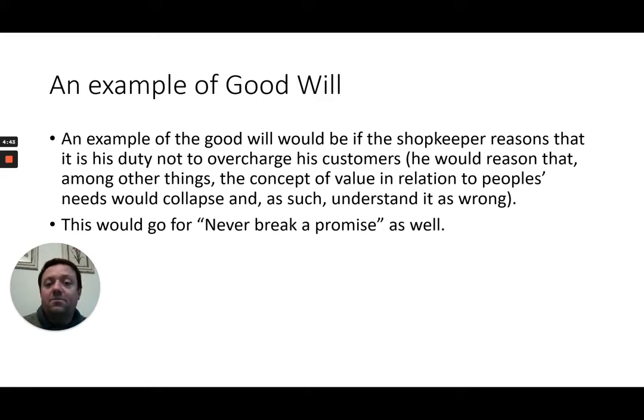This would go for never break a promise as well. So, for example, if I wanted to do something and it involved me breaking a promise to my friend, then according to Kant, I have to think about what would happen if everyone decided to break promises under those kinds of circumstances. And of course, one of the things that Kant points out is that the concept of promise would almost certainly collapse, alongside the fact that I'm actually asking for other people to break their promises to me. So there are two forms of contradiction there, and that's again something we'll be looking at in a subsequent video.